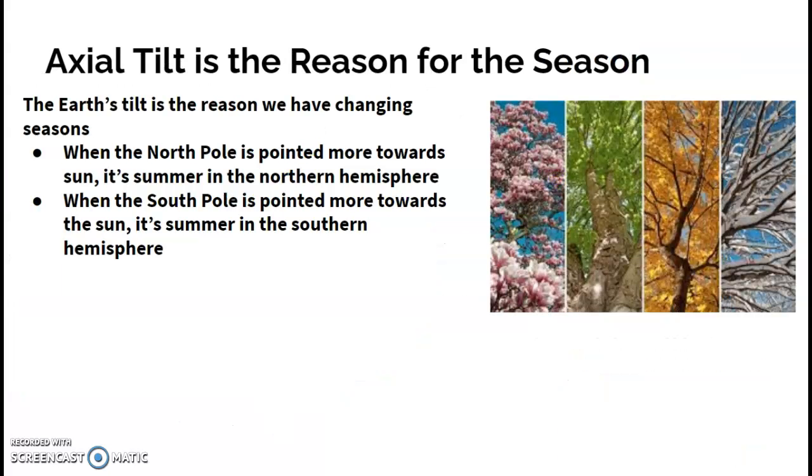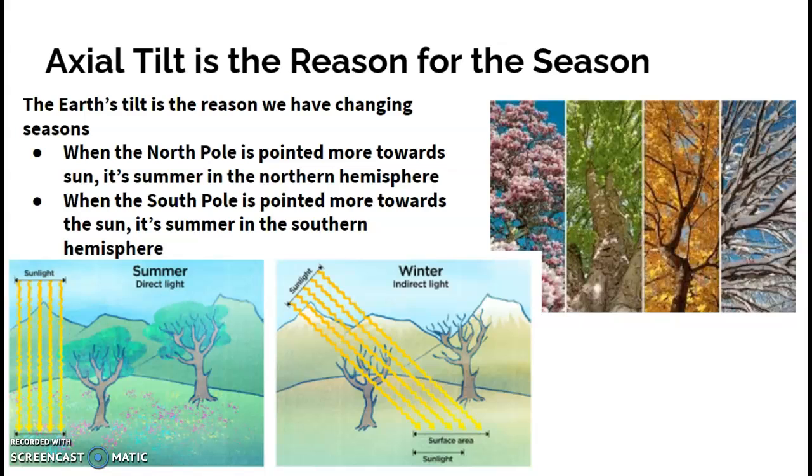Now, axial tilt is the reason for the seasons. The Earth's tilt is the reason we have changing seasons. So when the North Pole is pointed more towards the sun, it's summer in the northern hemisphere. When the South Pole is pointed more towards the sun, it's summer in the southern hemisphere. So here you can see that. When you have more direct light, it's warmer. You get more energy. When you have more indirect light, like we get in our winter, where we have sunlight but the sun is much lower in the sky, we don't get as much of the energy, and therefore it's colder, and we have snow and frozen lakes.